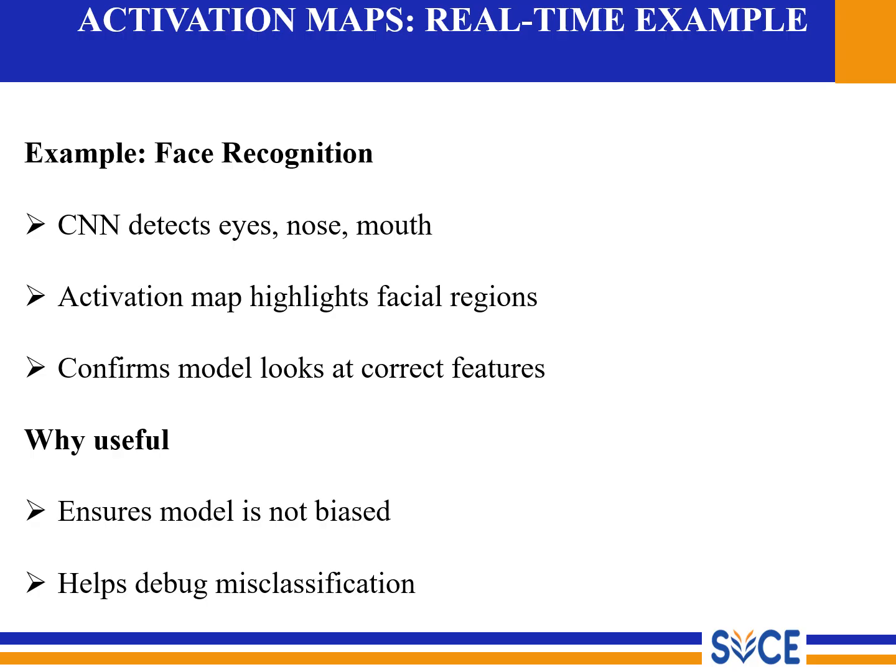However, if the activation map highlights irrelevant areas like the background, it indicates a problem in the model. This can lead to incorrect predictions. Therefore, activation maps are useful for verifying whether the model is learning the right features. They also help in identifying bias and improving model accuracy. In real world applications, this ensures that the system is reliable and trustworthy.